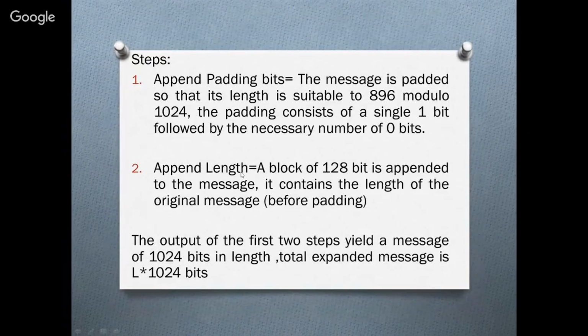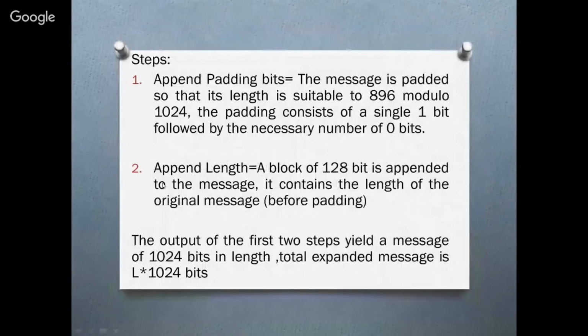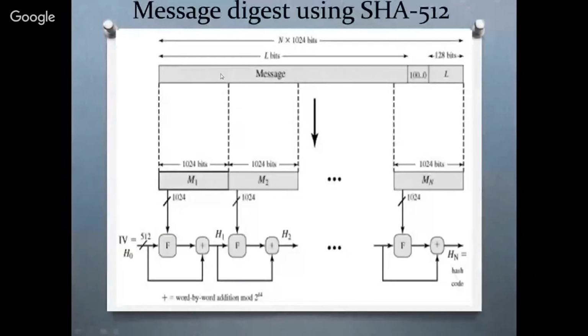The second step is append length. A block of 128 bits is appended to the message. It contains the length of the original message, that is, before padding. Here you can see this is the length field which contains the original message length before adding the padding bits to the message. The length of the message will be added at the end, in this section of 128 bits. The output of the first two steps yields a message whose length is a multiple of 1024 bits. So the total expanded message is N times 1024 bits.